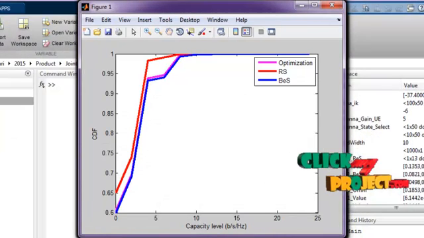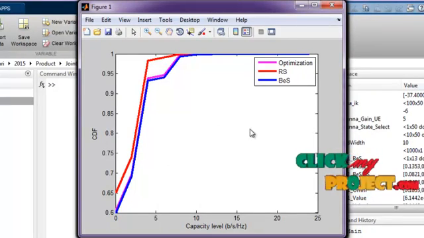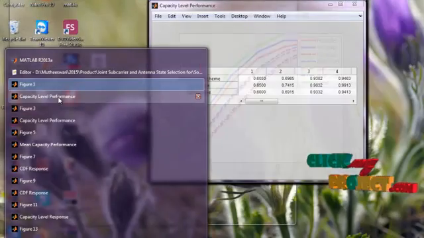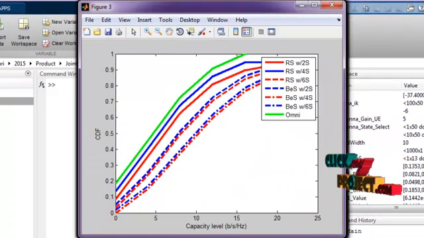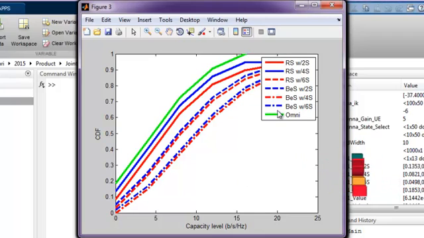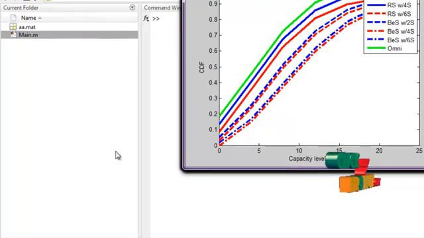Here we obtain the result. This is the CDF response versus various capacity levels between RS, BS and the optimization of our existing method. And these are the values which we have obtained in the capacity level performance results. This is also a CDF graph between RS, BS and compared with omnidirectional. The omnidirectional antennas are placed at every SU. Here the RS graph is from case 2s to 6s, and also the BS graph from case 2s to 6s.